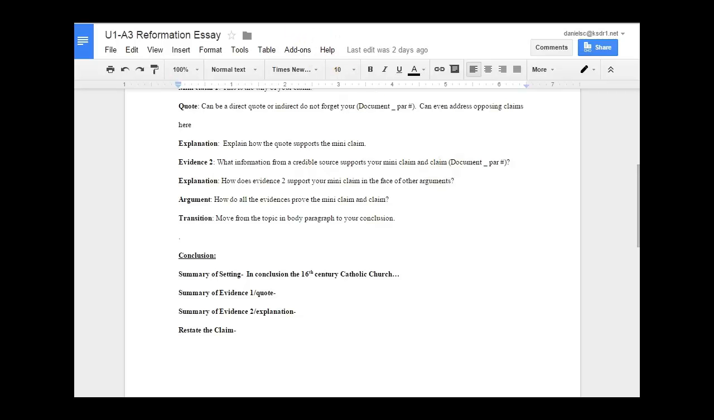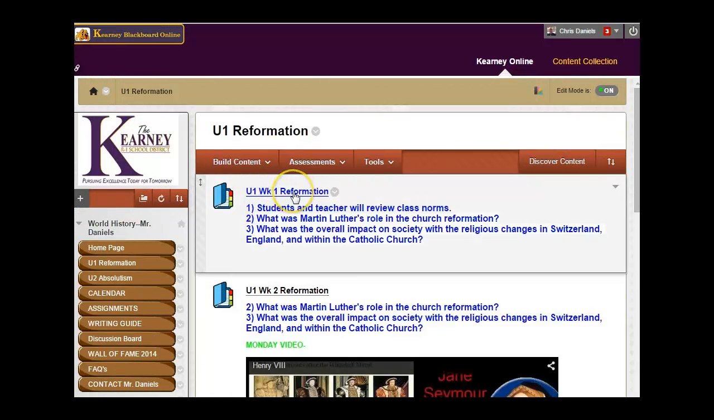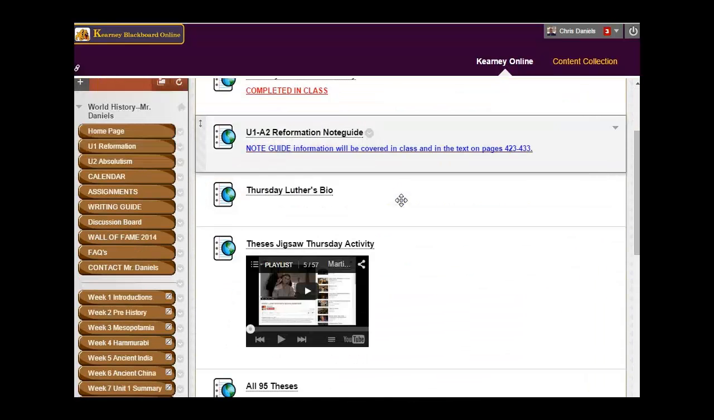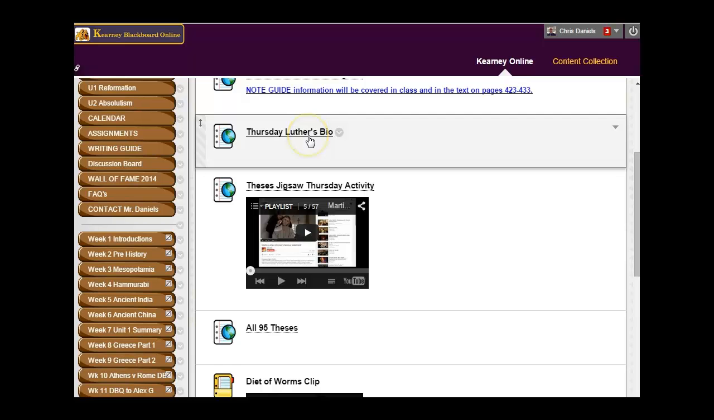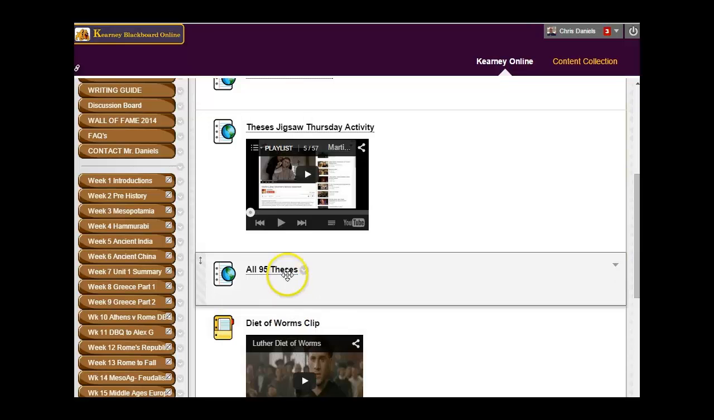So let's go back and look at where to find those things. You go back to Blackboard. You go to Unit 1 Reformation. If you look at Unit 1 Week 1 Reformation, we have Luther's bio. You could jump in here and get some information about Luther. You could talk about how he's a Catholic monk, how he only wanted to reform the church, make things better. If you wanted to watch the clip on the Diet of Worms, here's the clip. Here are the 95 Theses, talking about some of the things that are wrong.